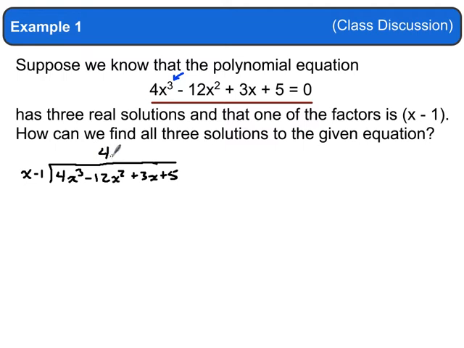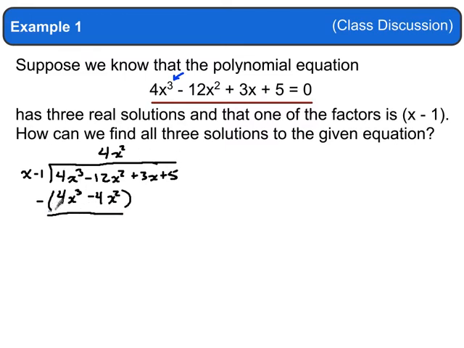So we put a 4x squared. So this times this is 4x to the third. 4x squared times negative 1 is negative 4x squared. We want to put our parentheses and put a minus sign. Remember, this is our long division.